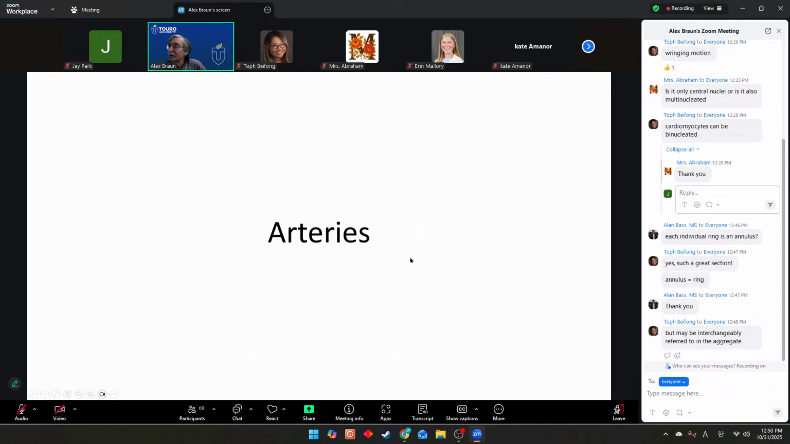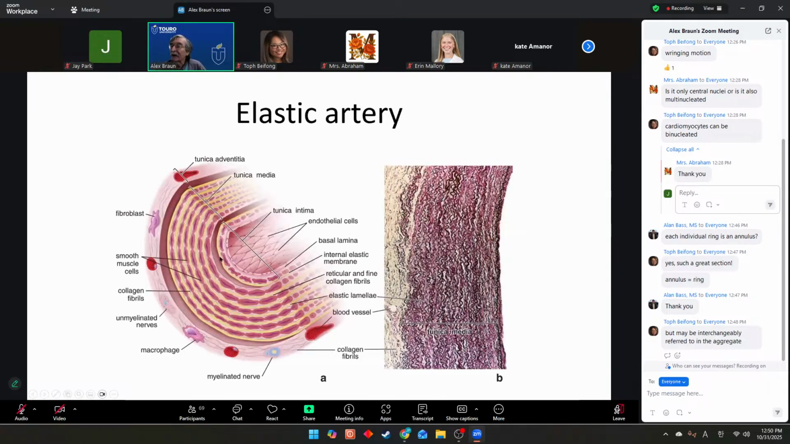Let's talk about arteries first. Here's an elastic artery. Here's a drawing of an elastic artery. On the left-hand side, here's an actual elastic stain of an elastic artery. What is an elastic artery? Well, the largest arteries of the body, such as the aorta, is an elastic artery. It's an elastic artery because it has lots of elastic tissue in its wall. It receives a strong beat of blood pressure from the heart because it is close to the heart, and it expands greatly during systole, and it recoils or retracts back during diastole.